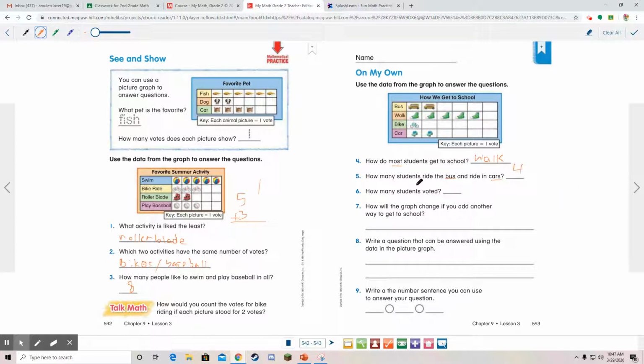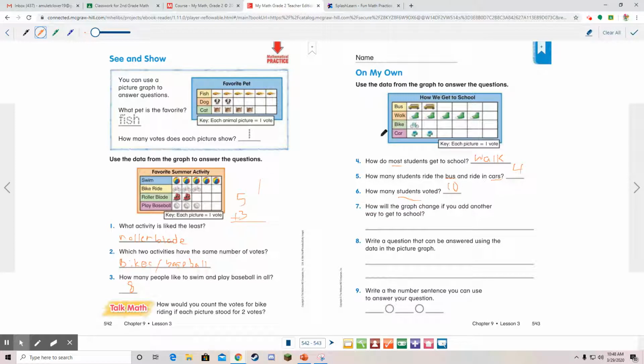How many students voted? So that means we go through and we count how many people were a part of the survey. So let's count the votes. 1, 2, 3, 4, 5, 6, 7, 8, 9, 10. 10 people voted.